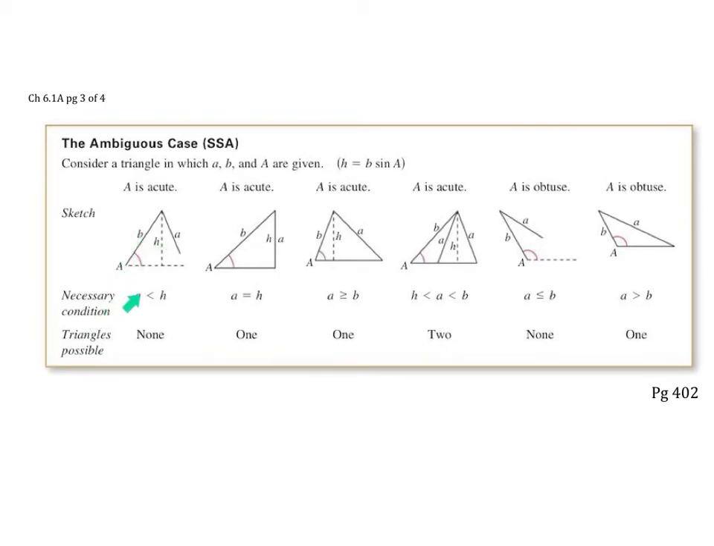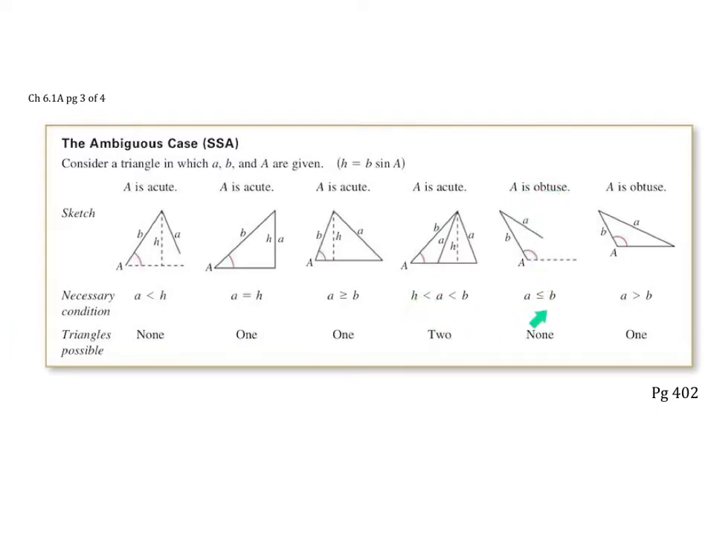Okay, so if a is less than h, then there is no triangle possible. If A is acute and a equals h, then there is one possible triangle. If A is acute and a is greater than or equal to b, then there's one possible triangle. If A is acute and a is between h and b, there are two possibilities.